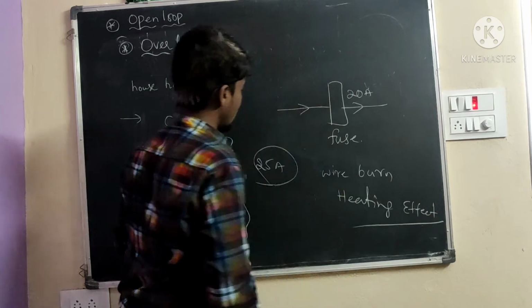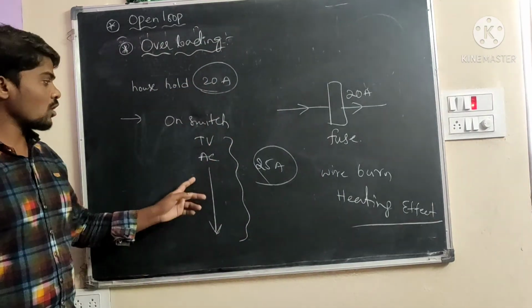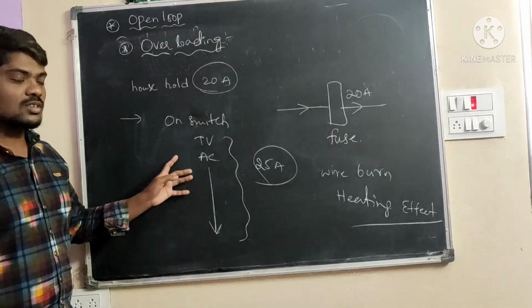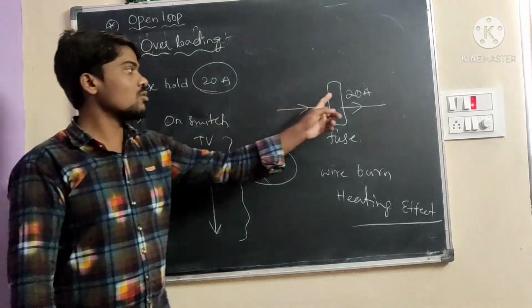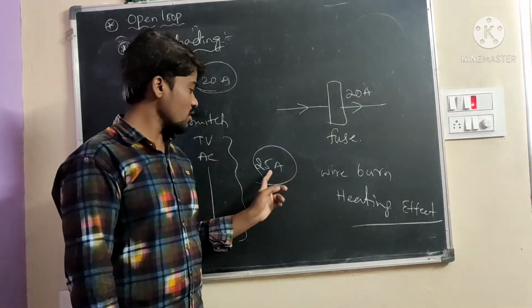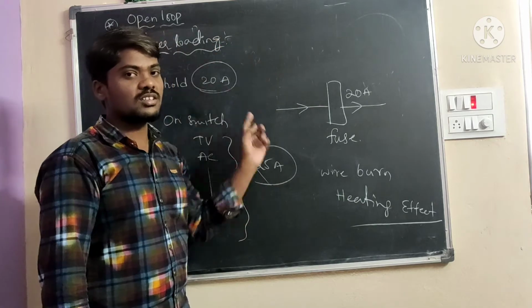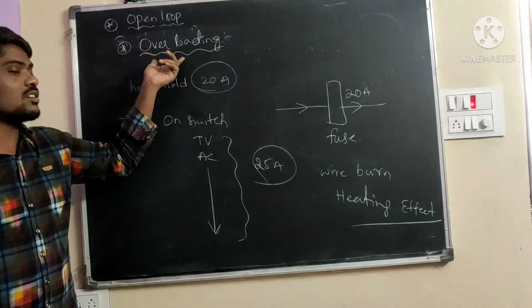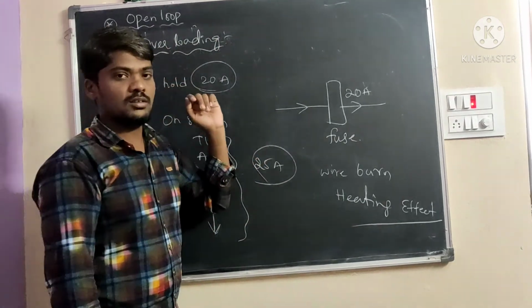For example, if only one or two switches are on, the current is below 20 amps. Above 20 amps means overloading. That is what overloading means. It is very important. Okay, thank you.